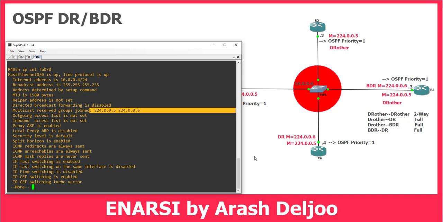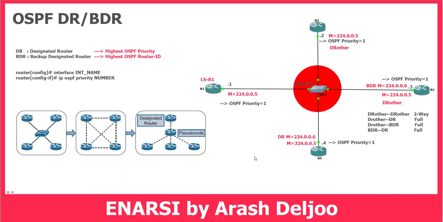How can we change the DR and BDR? Look here. The DR and BDR election is not preemptive. What does it mean? It means that if you increase the priority of router 1 from 1 to 100, the DR and BDR election doesn't change, because as long as the DR is available, we will not have any new DR or BDR. If the DR fails, the BDR will be the new DR. If the BDR fails, we will select a new BDR. Let me show you.